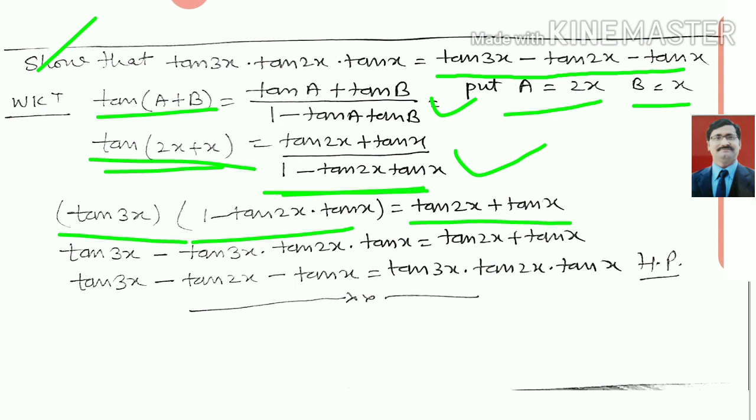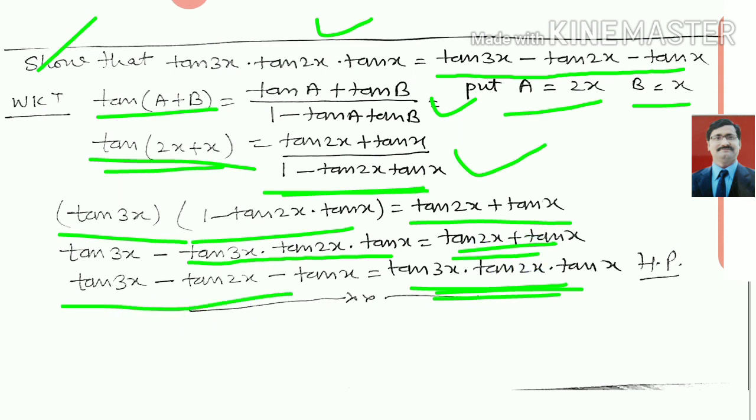Now you check what we have to prove. In this, look here, tan 3x, tan 2x and tan x are on the left hand side. So these you will transfer to the right hand side, and these you have to transfer to the left hand side. So you get here tan 3x minus tan 2x minus tan x equal to tan 3x tan 2x tan x. You can change the side, you will get your answer. This is the total part we prove here.